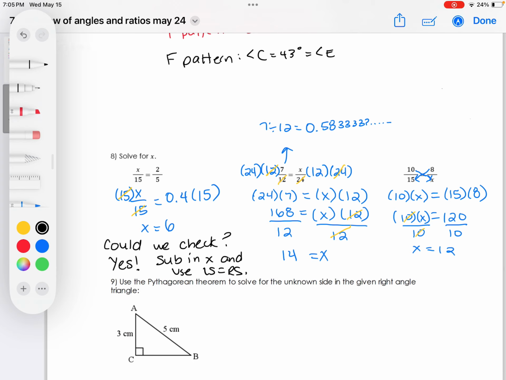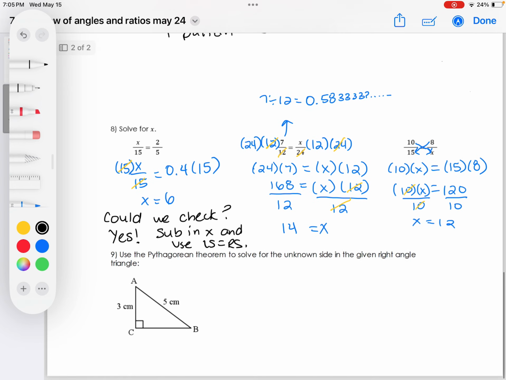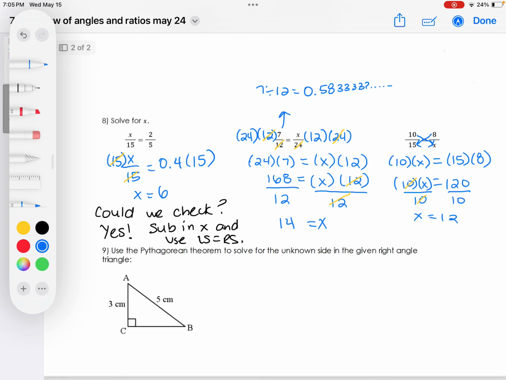All right, and the last type of question I'd like you to work on today is using Pythagorean theorem. The big thing with Pythagorean theorem, of course, is making sure, so let's write down what the Pythagorean theorem is first. C squared equals A squared plus B squared. When you have the A squared and the B squared, it doesn't matter which one you write first. However, the C squared, or side C in this case, has to be the hypotenuse.